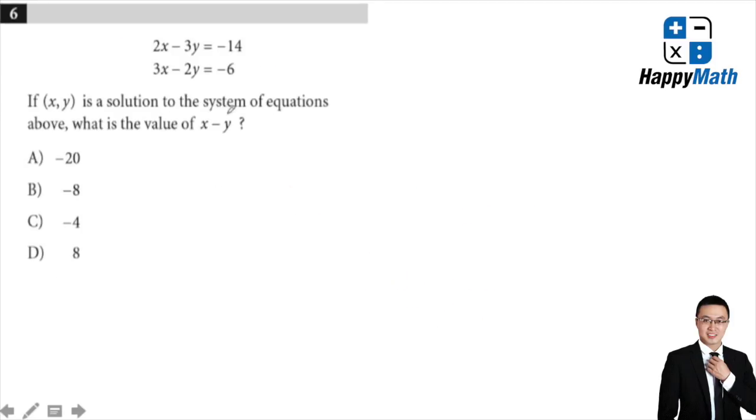x and y is a solution of the system of equations. What is the value of x minus y? The first way, you can solve the simultaneous equations, find x, find y, and substitute into this expression. Another way, I will add the two equations together. 2x plus 3x, you get 5x. Minus 3y plus minus 2y, you get minus 5y. And minus 14 minus 6, you get minus 20. And you can divide both sides by 5. So the answer here is minus 4.